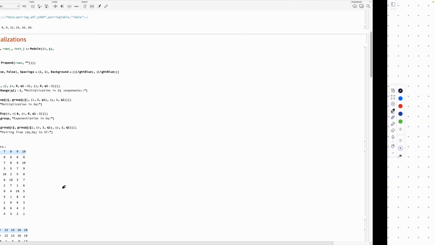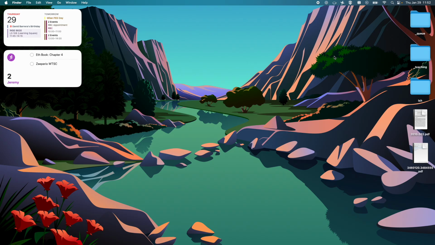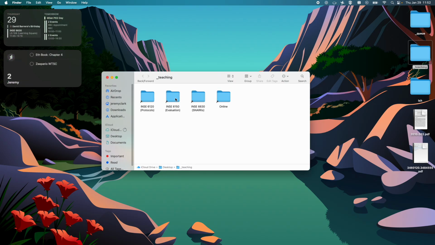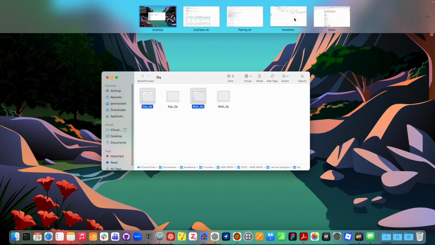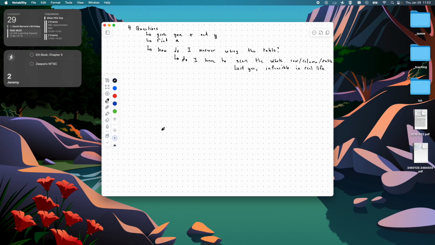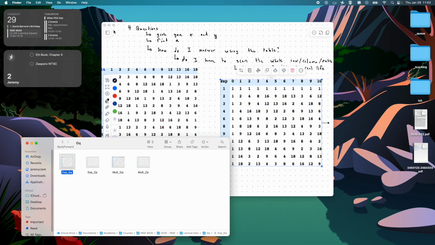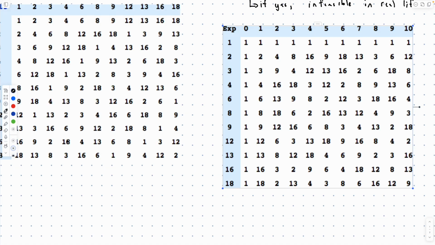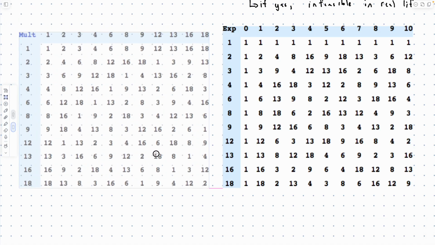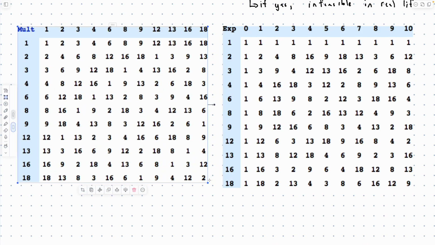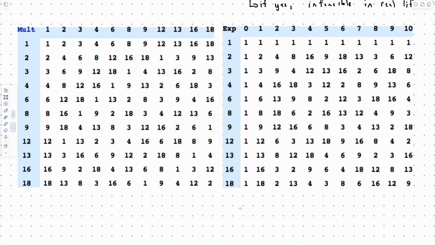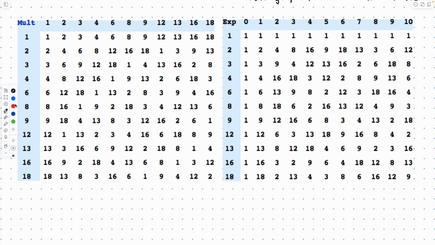Okay, let me just grab a copy of the tables again. I will just pull in the GQ, so I won't pull in the whole table of everything in P. Okay, so we have a multiplication table, an exponentiation table, and then I'll just draw a line between them so it's easier to see.